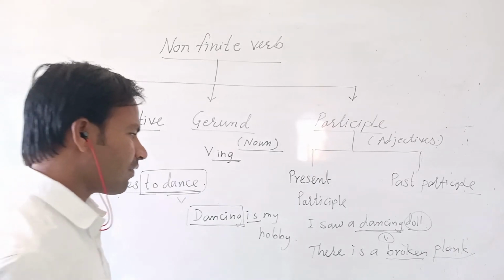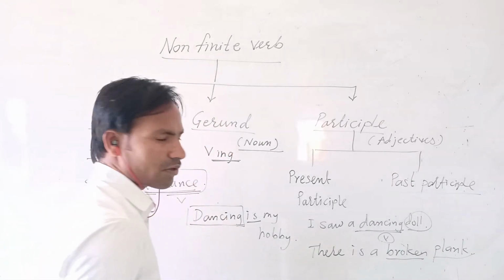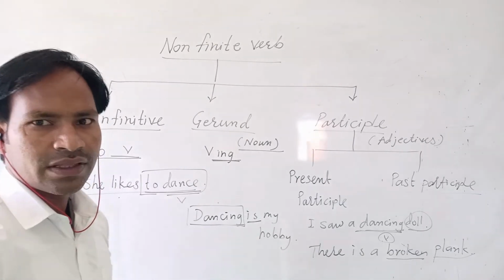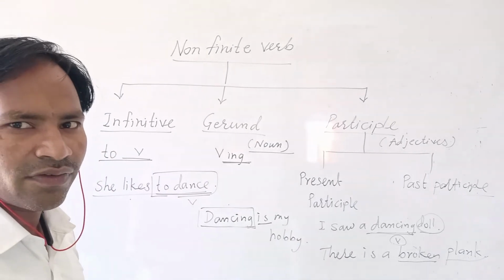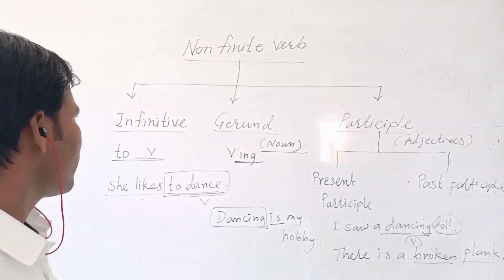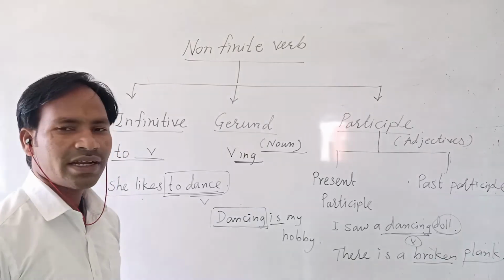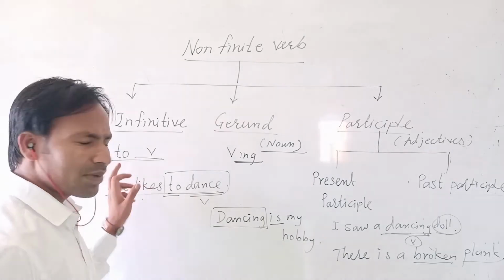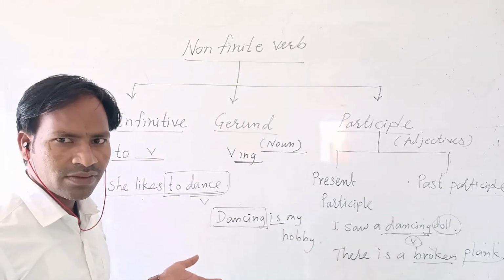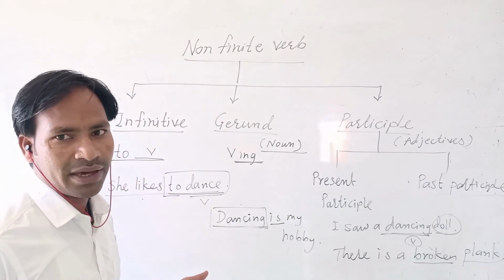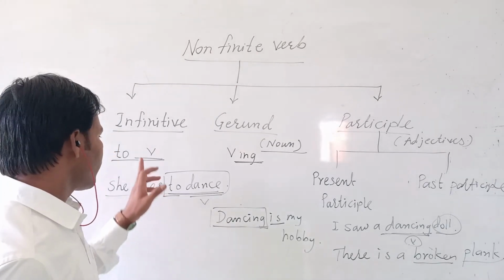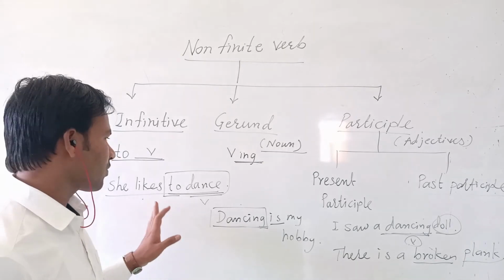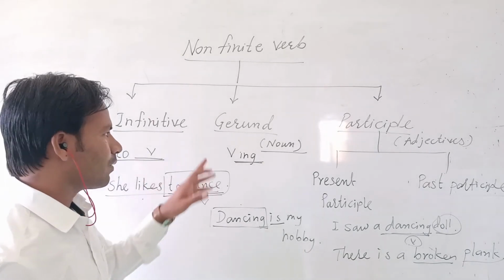So here, dear friends, you might have understood. We have discussed in the video these three kinds of non-finite verbs. First one is infinitive, second one is gerund, and third one is participle. Infinitive comes with the to. Sometimes it comes without to also. That is known as bare infinitive. Okay, but the form never changes whatever the subject is. So this is the non-finite verb.